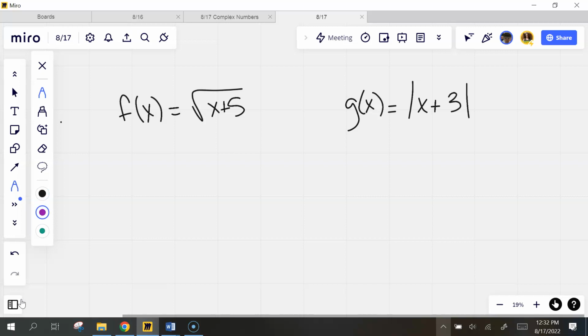Carter. What's the domain of square root of x plus 5? Square root of x plus 5. No, it's negative 5 to infinity.